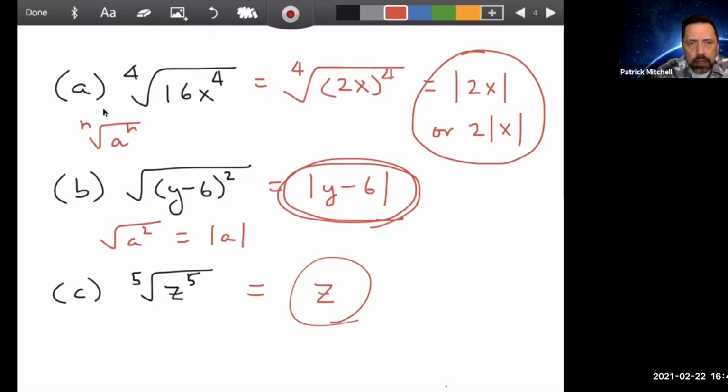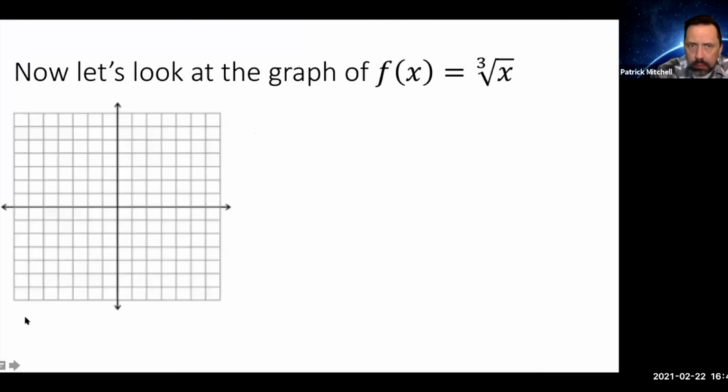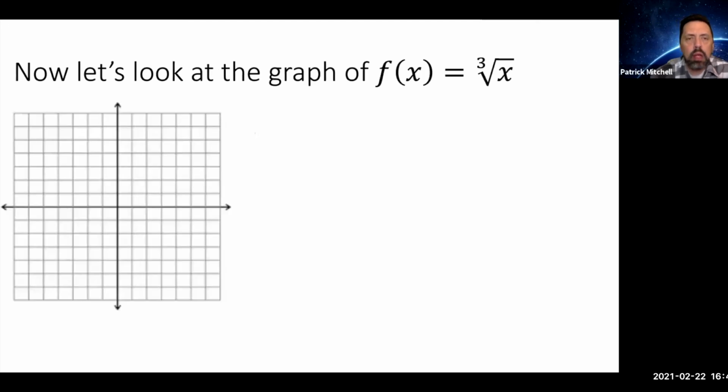There's just one more thing to look at, and that is graphing. So remember, just recently we talked about the graph of f of x equals the square root of x. It looks like what you see here. So now I'd like to talk about the graph of f of x equals the cube root of x. I've got that all set up on my tablet. So let's take a look at that.